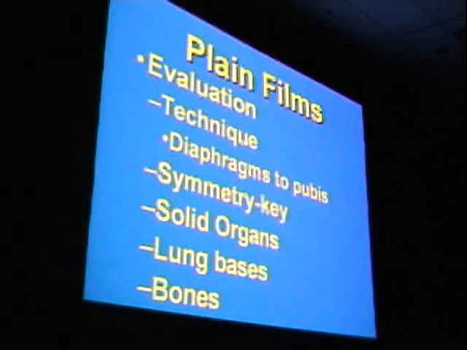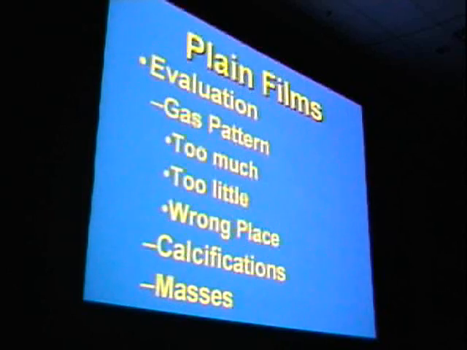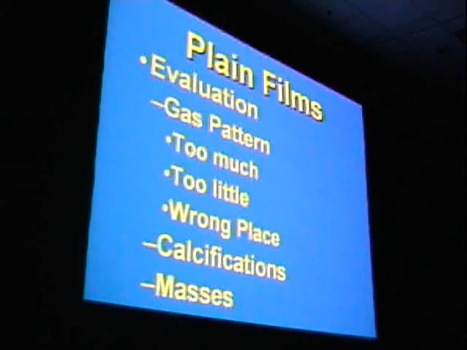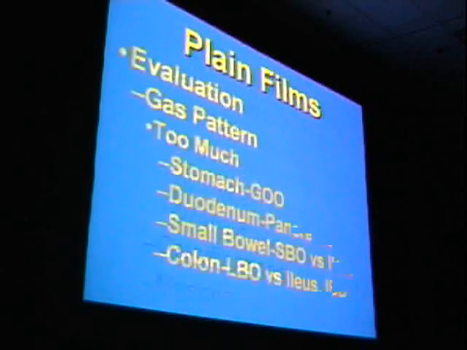I think symmetry in terms of recognizing that there may be an asymmetrical gas collection is important, and we have solid organs, lung bases, and bones all part of the film. Simple concept, gas. Too much, too little, wrong place. What else can we see? Calcifications. And we also can see masses on plain films, but by the time it's a mass on the plain film, whether it be a big liver, big spleen, a big retroperitoneal mass, etc., that can be felt clinically and is not really a problem for us. But I still think it's important to describe them.